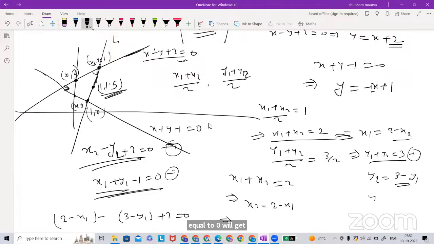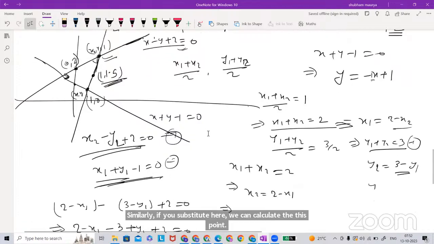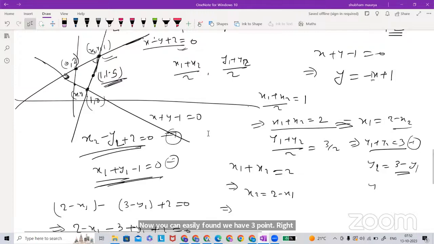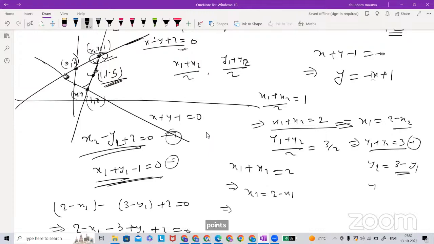Similarly, if you substitute here, we can calculate this point. Now you can easily see we have 3 points. Right? Now we can calculate. We can also calculate directly, like there are 2 points, 1 comma 0 and 1 comma 1.5. So by slope, even now there is no need to calculate this point. You already have this point and this point. We can find the slope. So actually, see that this line is vertical. See, this is 1, 0 and this is 1, comma 1.5.